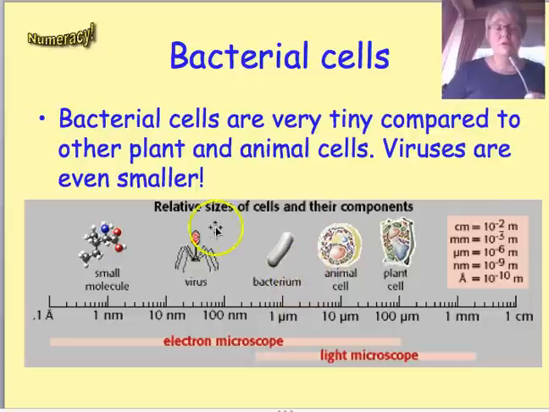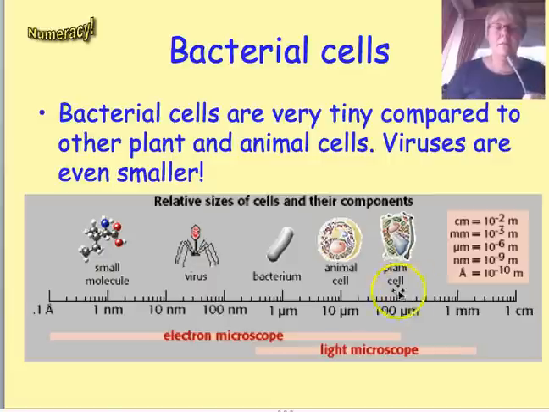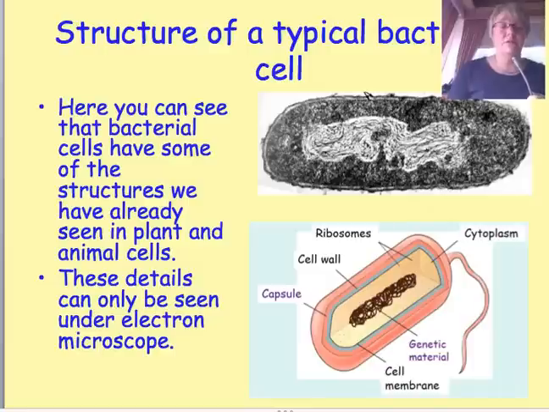And this is just showing you the size of bacteria cells and how small they are compared to plant and animal cells. So it's just showing you the relative sizes that are here. And here's your bacterial cell here, down at 1 micrometer. Remember I said before that's 1,000th of a millimeter, so here's a millimeter up here. Anyway, let's have a wee look at the structure of a typical bacterial cell.